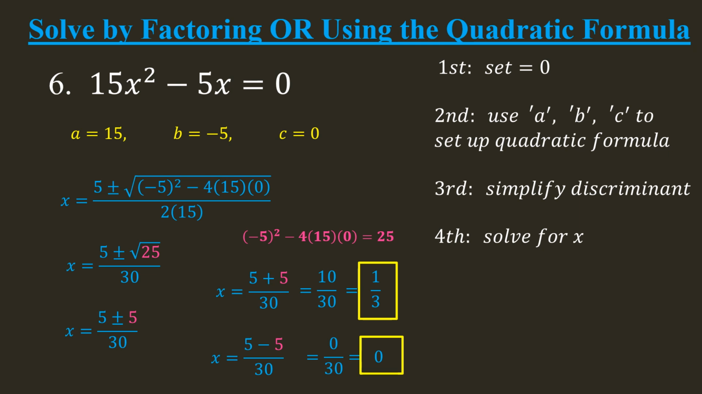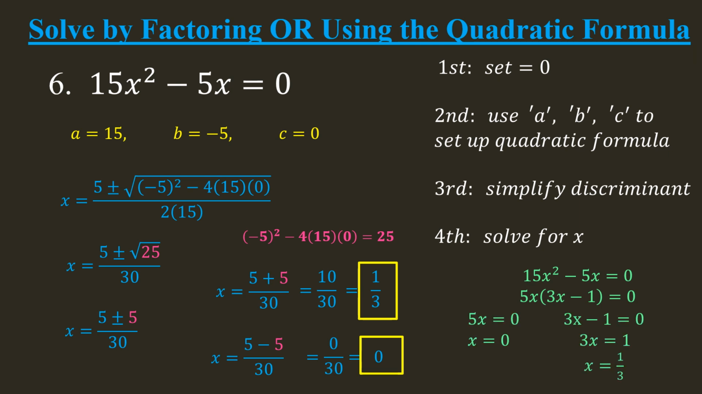Now, some of you could have seen from the get-go that the two terms, 15x squared and 5x, just had a GCF, and you could have just factored out a GCF and written this as 5x multiplied by the quantity of 3x minus 1, set each of those factors equal to 0, and solve to get 0 and 1/3. Okay, so whichever method you choose for this example is the one that you use. Whichever one you see to work or you're most comfortable with. You can go either way. But good job with this one, guys.